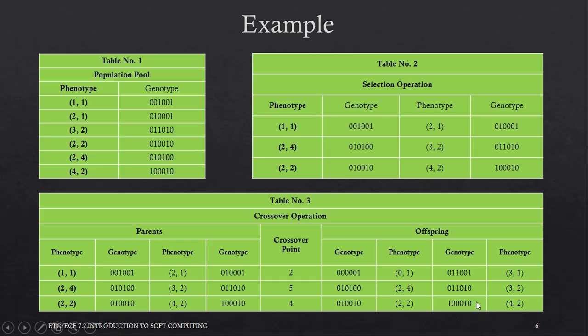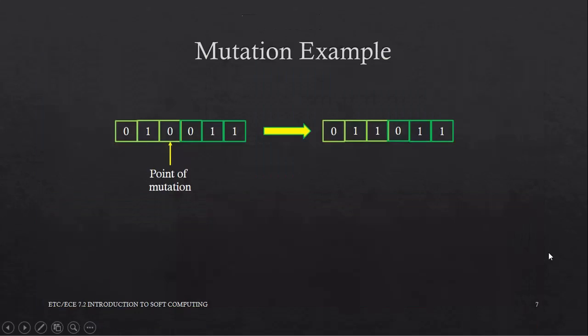And now this is the example of mutation, where the third bit in the genotype of 2,3 is flipped. So now the individual mutates to a 3,3 phenotype.